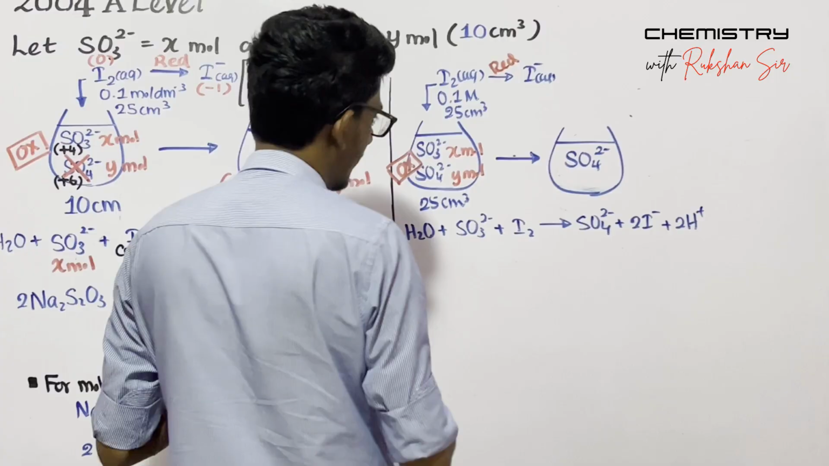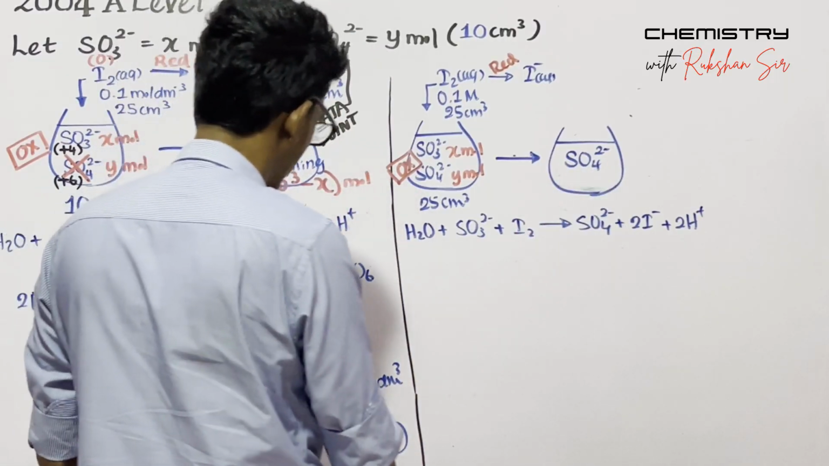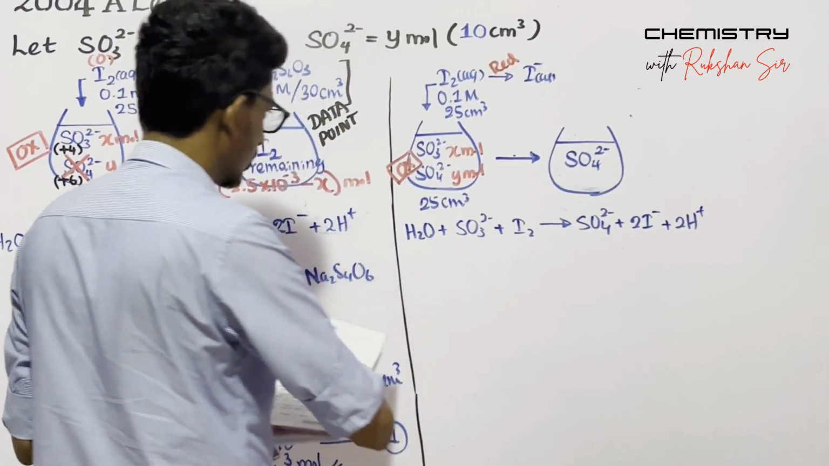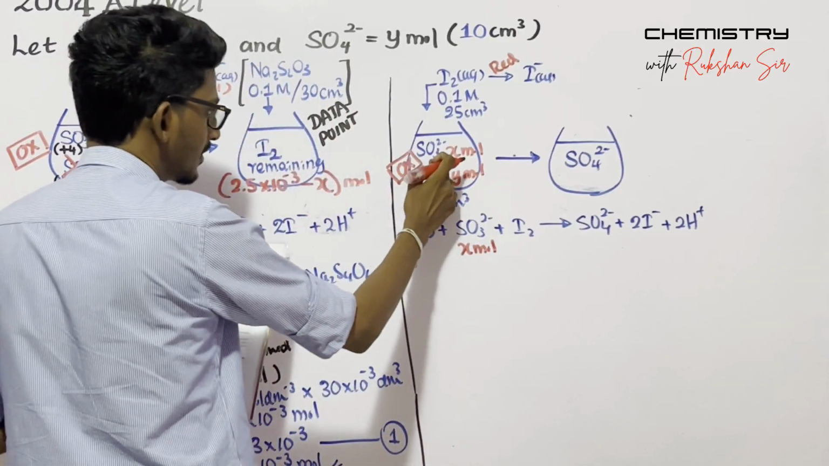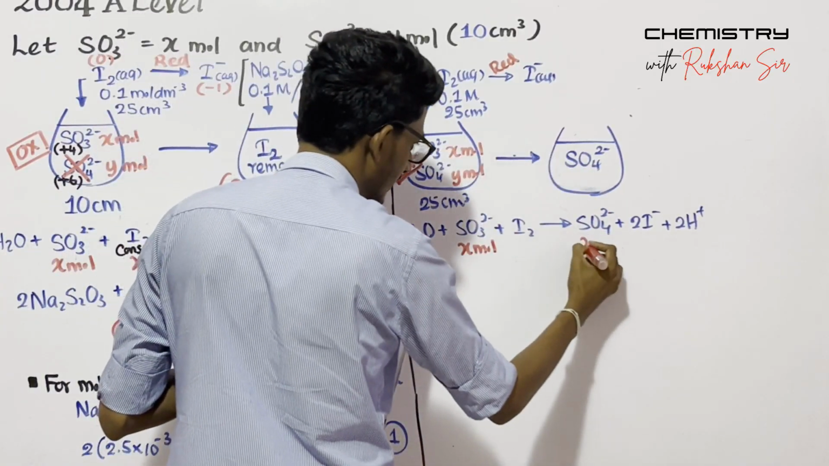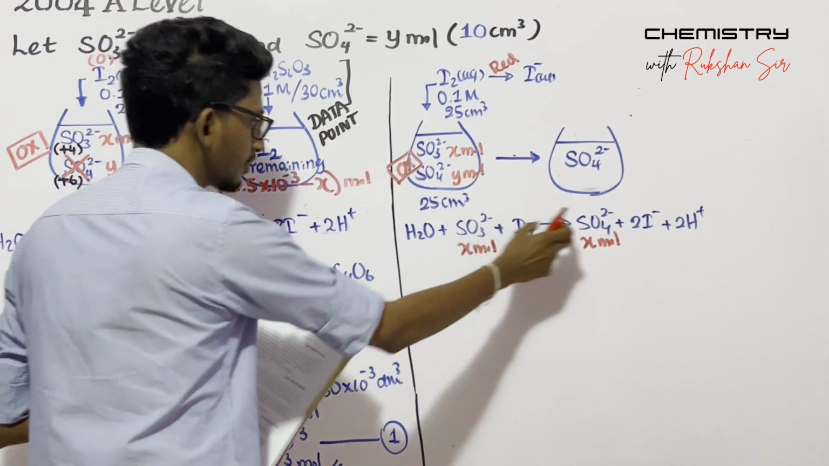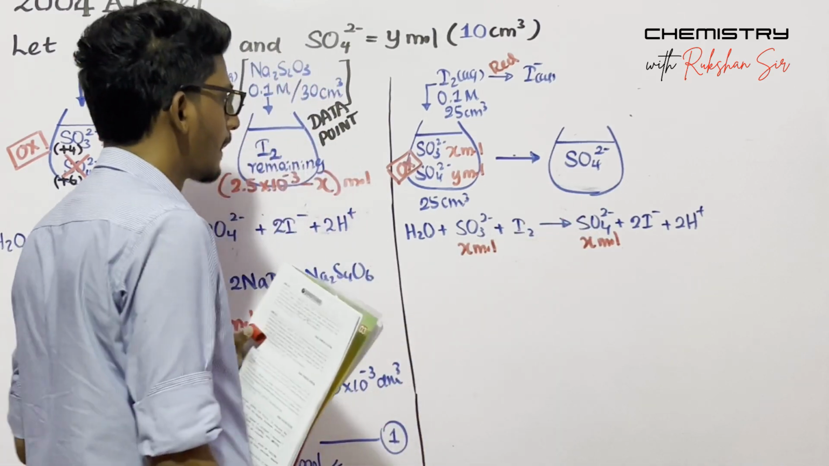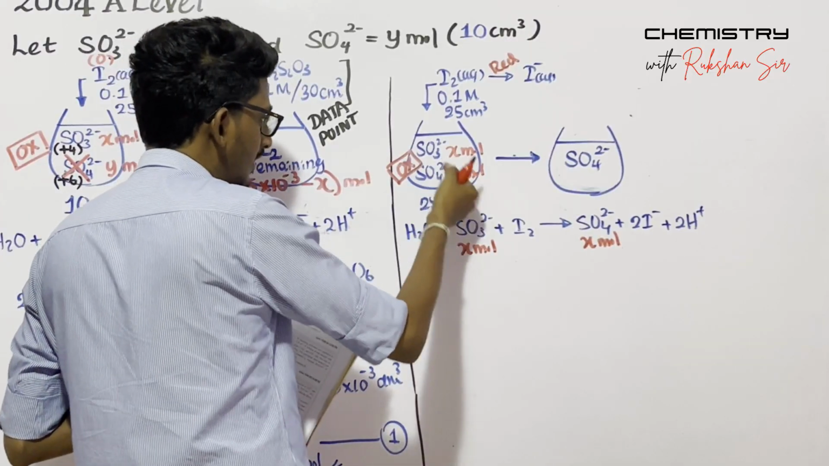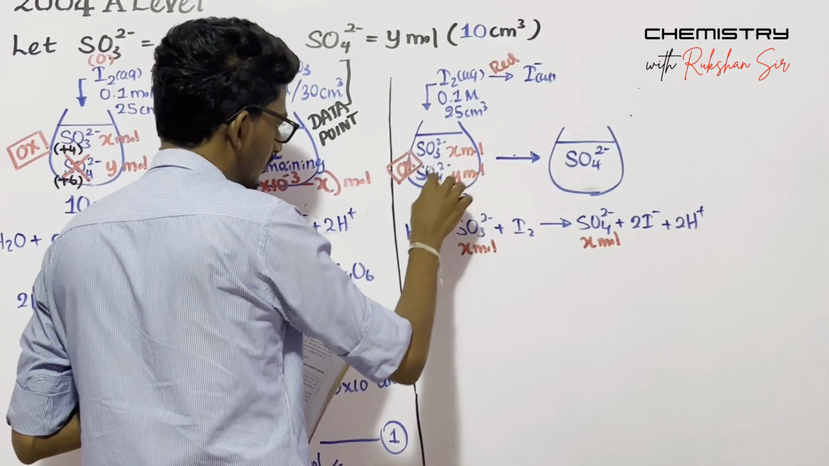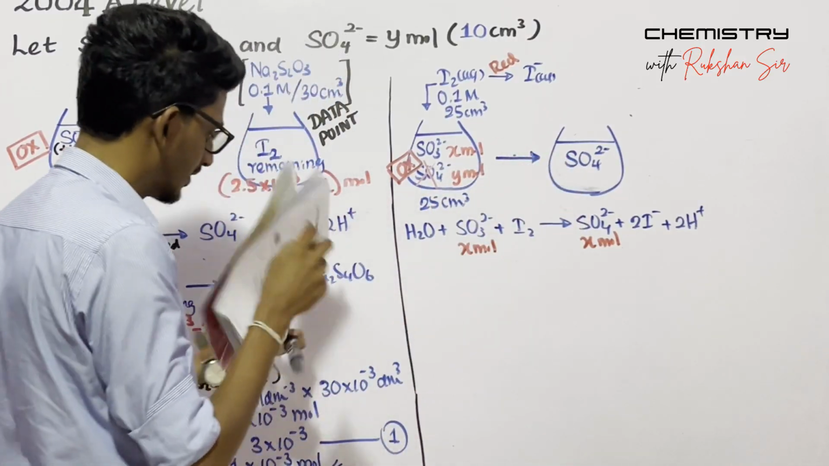So what is the amount of sulfate here? We started with X moles, and that X moles was totally converted to sulfate. So from the sulfite, you got X moles of sulfate, and the unreacted sulfate is still there. As this one is not reacted, that Y value is still there.